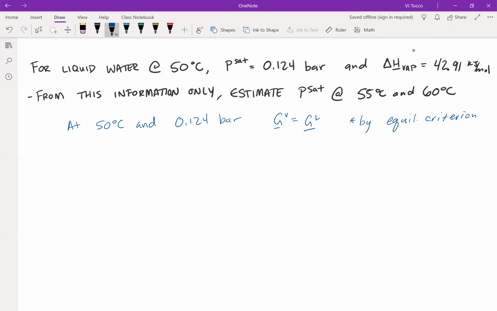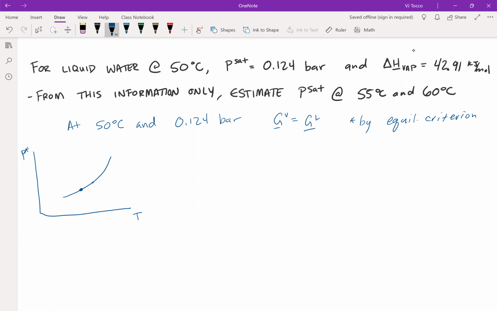Now we can extend that and say that the change in Gibbs free energy for the vapor will also be equal to the change in Gibbs free energy of the liquid. As we move along this vapor pressure curve, I'm going to sketch in what we know it looks like. This is P star or P sat, and this is T. In general, the vapor pressure curve looks something like this. We know one point on this curve, and we want to estimate what our vapor pressure will be if we change temperature by however much. We don't know any other points on this curve, but we know it looks something like this.